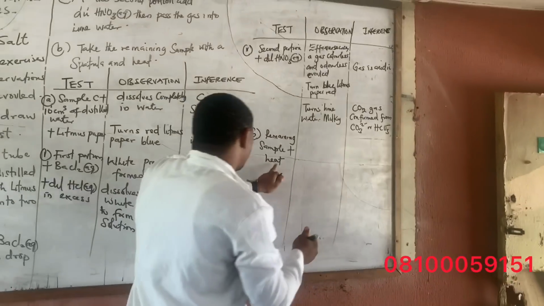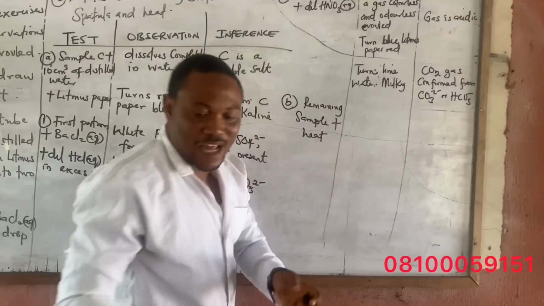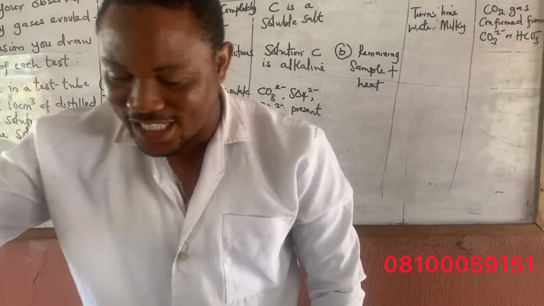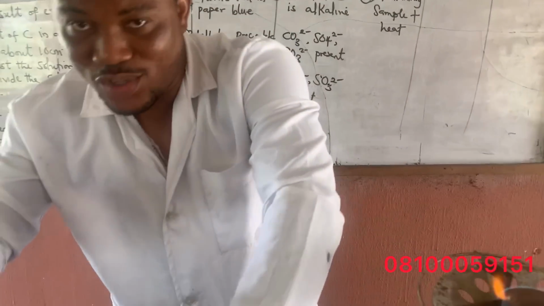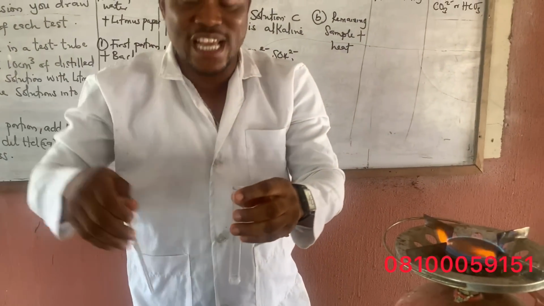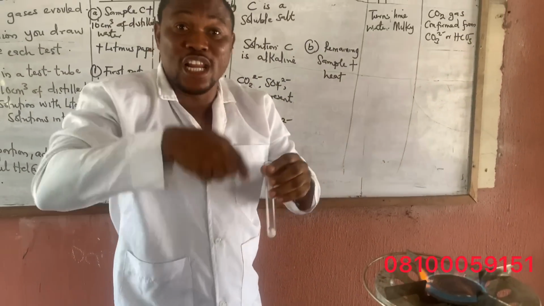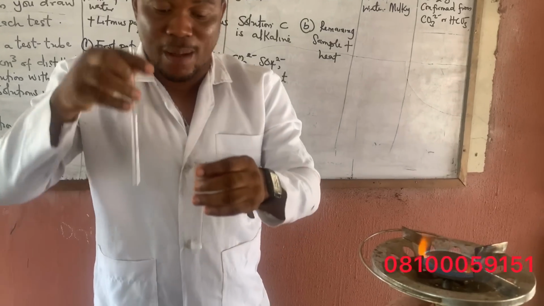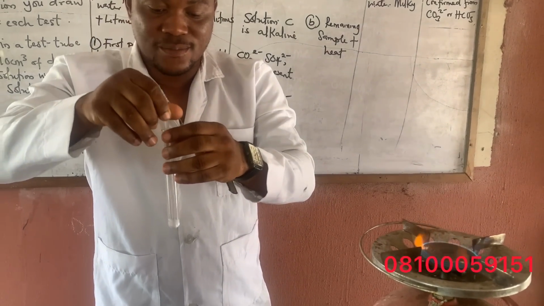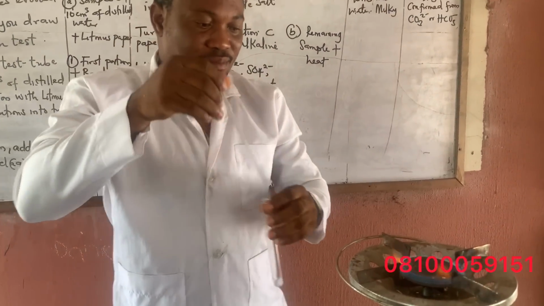So from there I can say remaining sample plus heat. Then let me use this too. Let me dip, even if it is a glass rod. Look at it, I'm dipping a glass rod in. Maybe they do not tell you to add the remaining sample. Maybe they ask you to use the liquid that you have dissolved this sodium carbonate in. Let's see, if I dip my glass rod here, look at it.